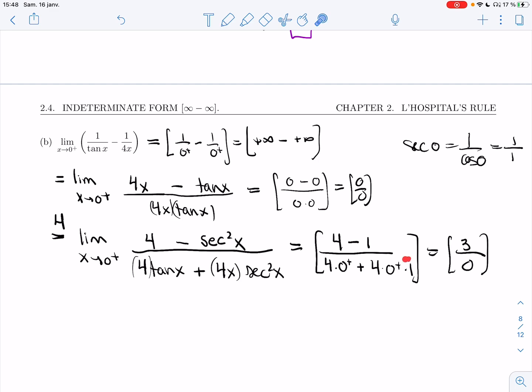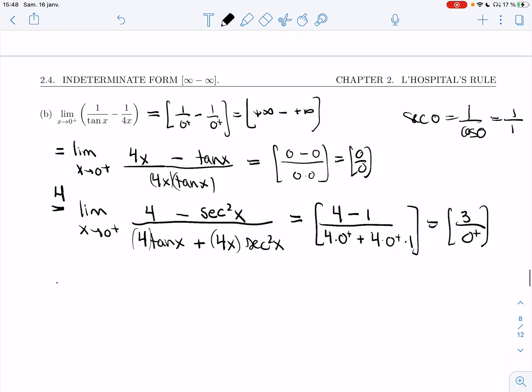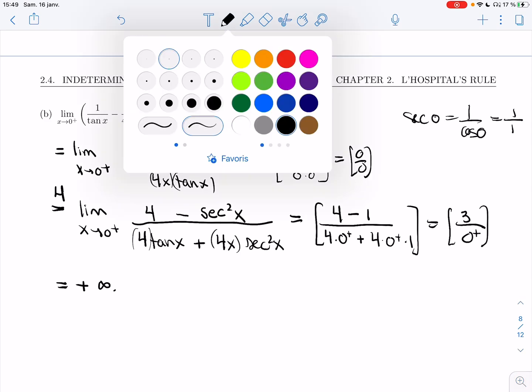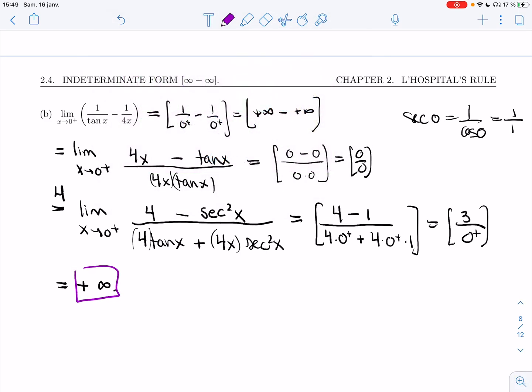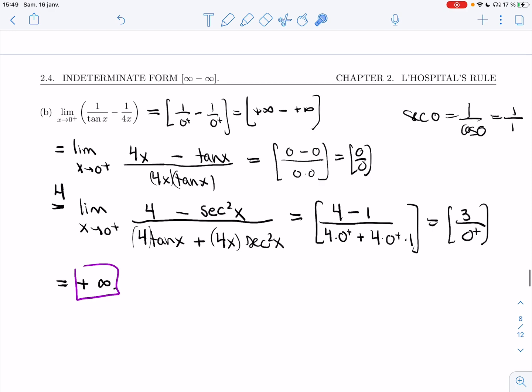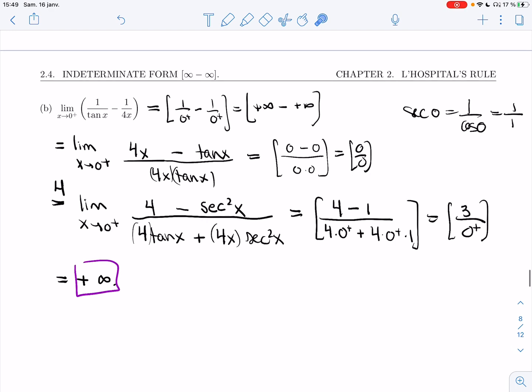And if you look at what's involved, everything is positive. I don't have a subtraction. I don't have a minus sign. So that 0 is positive. So I have 3 over something very small. That's going to be huge. And because both terms involved in the quotient are positive, the huge number will be positive too. And so I get positive infinity. All right, but to argue this, you need to tell me that this is positive. All right, again, this is a bit of a challenge.